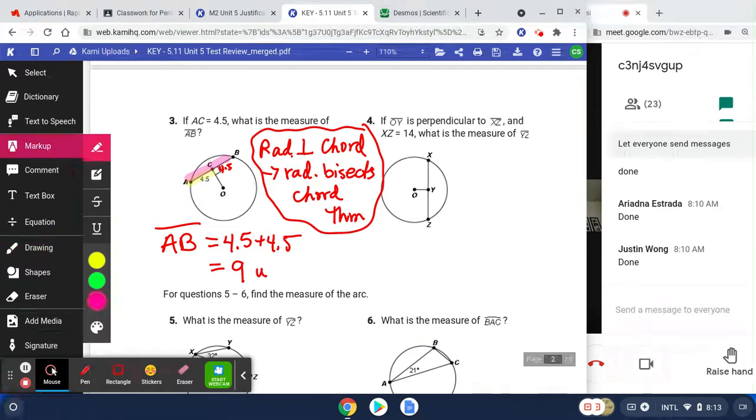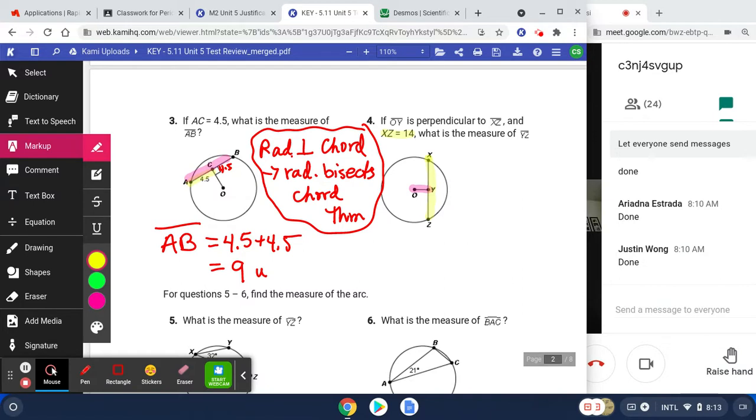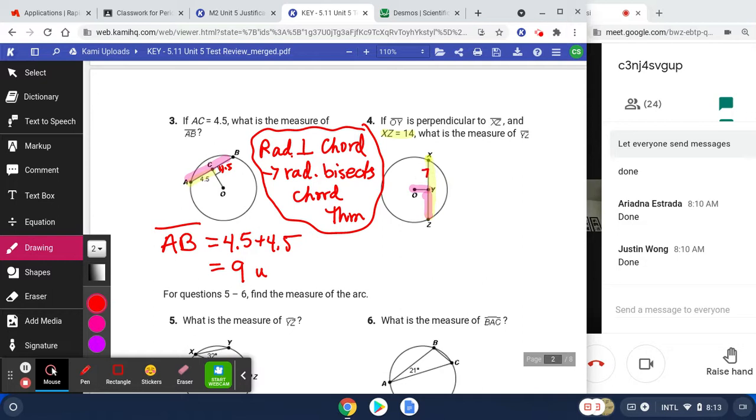Okay. Next one's the same theorem. If this is perpendicular and XZ is 14, the whole thing is 14, then what's the measure of just YZ? This little guy right here. And we know that that has to be a 7 and a 7 if that adds up to 14. So we say that YZ equals 7U for units. And our reason is, again, radius perpendicular to the chord means that the radius bisects the chord.